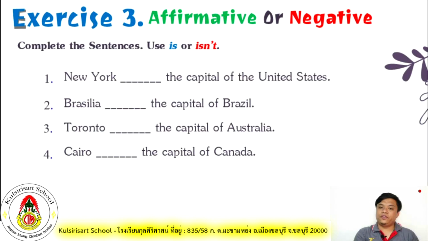Okay, let's try to answer also exercise number 3 using is or isn't. Let's see. Is an affirmative and isn't is a negative. Let's try to check if the sentence is true or is it false. Okay, New York, blank, the capital of United States.